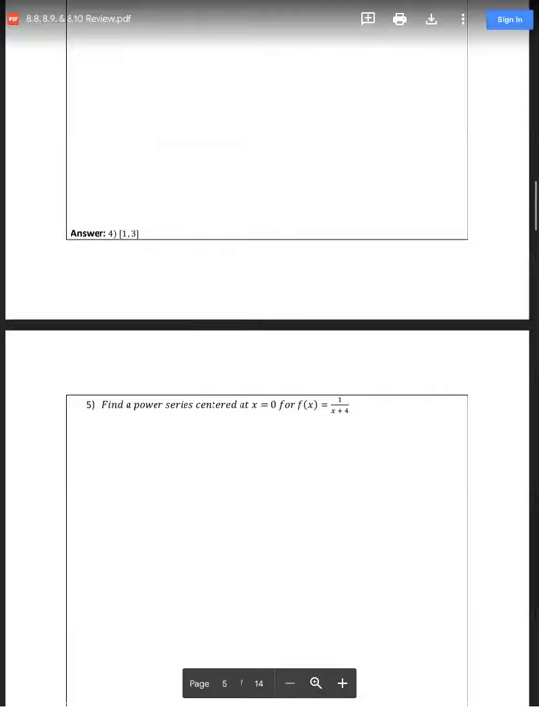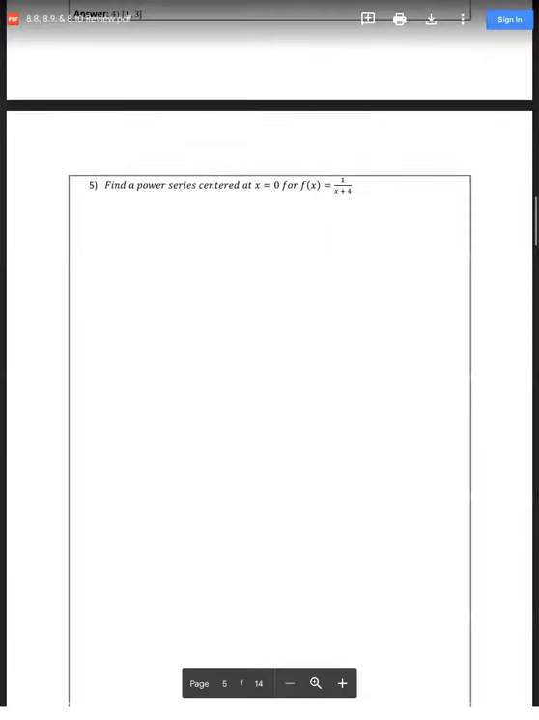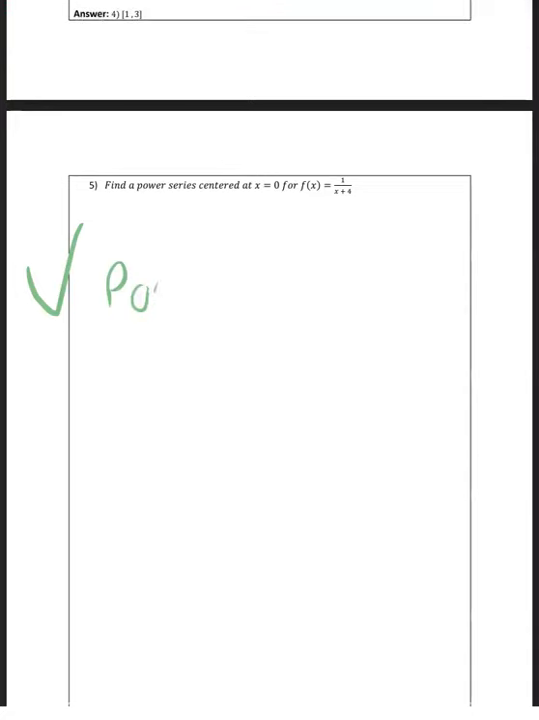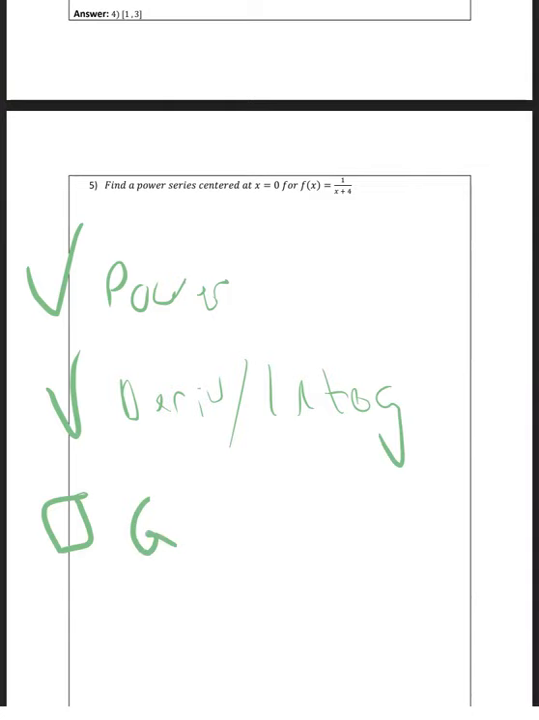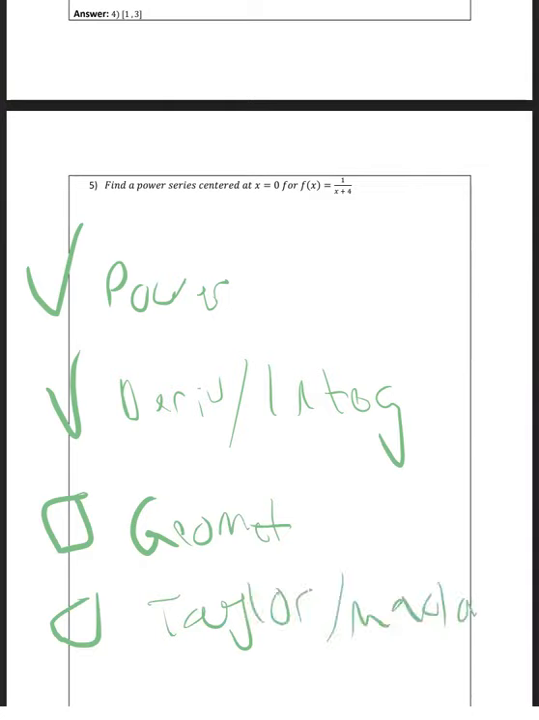So here's what we've done so far. We've done a power series. That was the first thing. The second thing we are doing is derivative and integral. What we're missing is geometric. We're missing Taylor and Maclaurin. And we're also missing elementary functions, but these two go hand in hand.